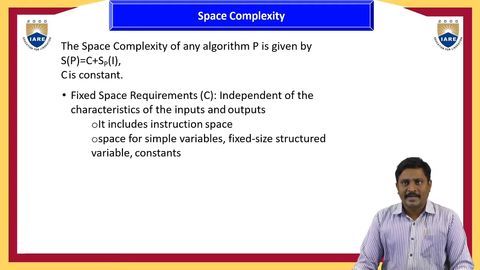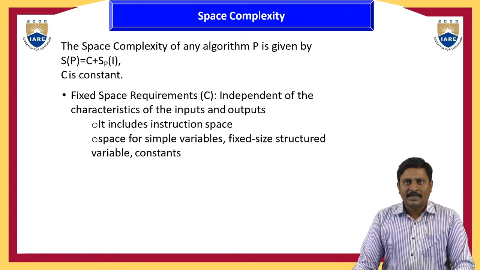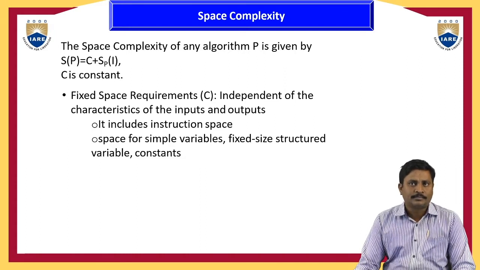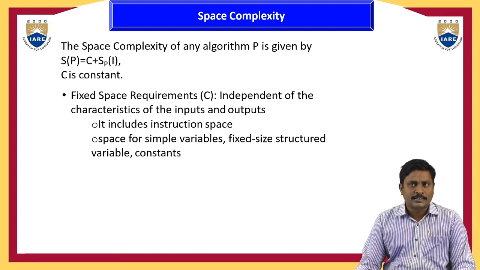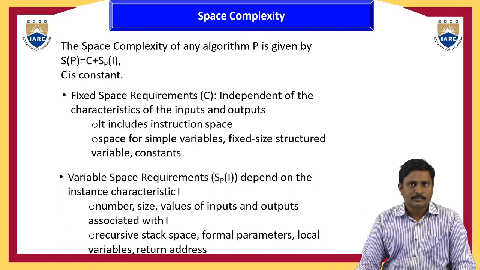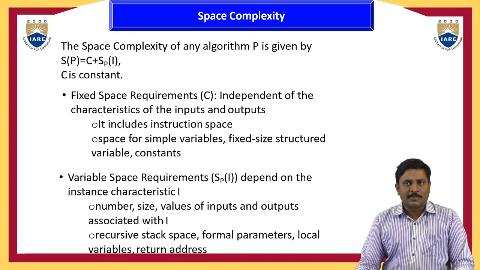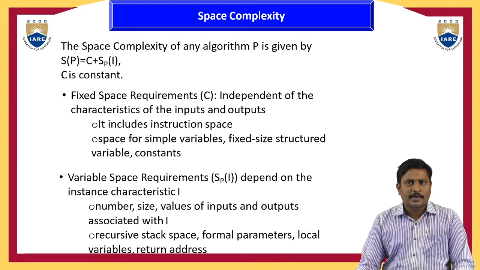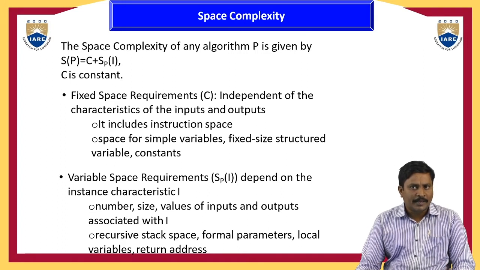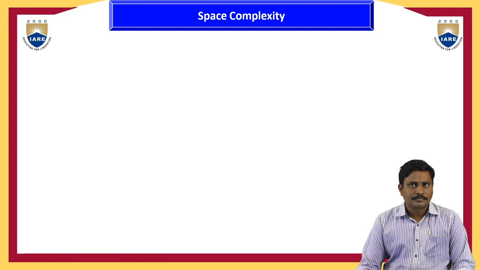Fixed space requirements, C, are independent of the characteristics of inputs and outputs. They include instruction space, space of simple variables, fixed-size structured variables, and constants. Variable space requirements, SP(I), depend on the instance characteristics, that is, the number, size, and values of inputs and outputs associated with I. Recursive stack space, formal parameters, local variables, and return address come under instance space.